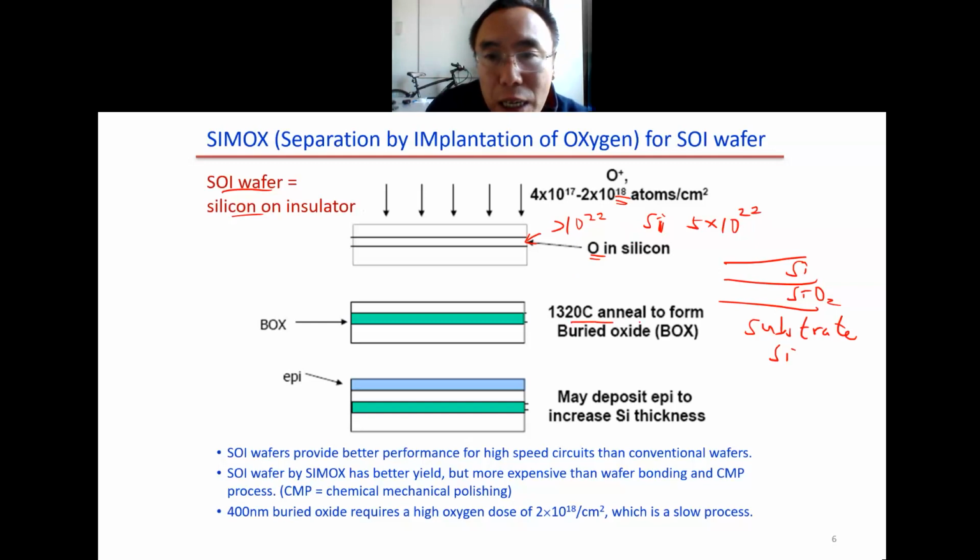Then we do an annealing process. The oxygen will react with silicon to form silicon oxide, so we have this silicon oxide layer here. If we want to increase the silicon thickness, we can grow an epitaxial layer to grow more silicon. This SOI wafer provides better performance for high-speed circuits than conventional wafers. It's also good for isolation.